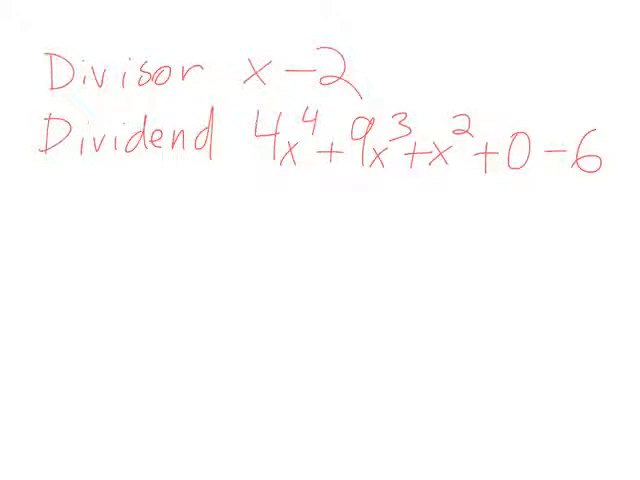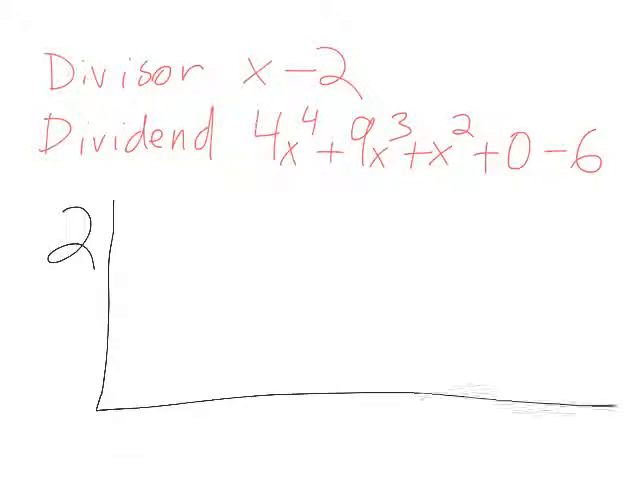Okay, so to set it up, we put the 2 here, and then we list out the coefficients of the polynomial. That's going to be the 4, the 9, a 1 from the x squared term, a 0 from the term that's missing, and then a negative 6 at the end. So 4, 9, be sure you leave enough space between them so that you know that they're not connected in the same number. Okay. Now the pattern goes like this.